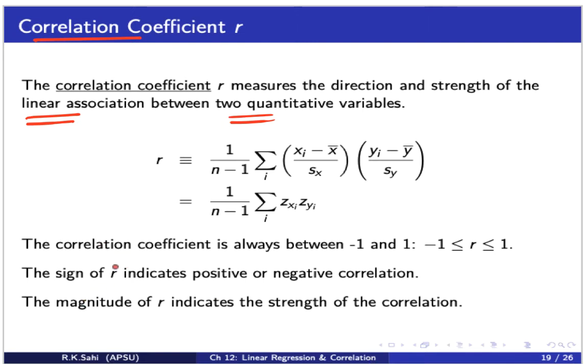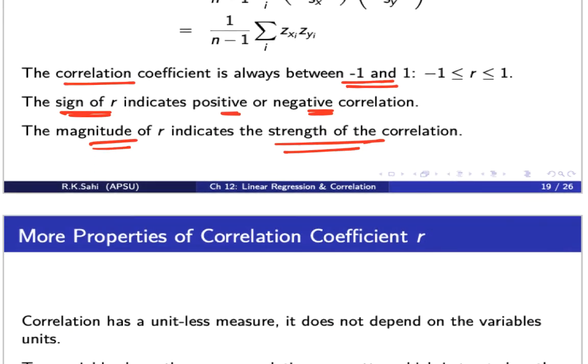Okay, now some of the properties of the correlation coefficient are: it is always between -1 and 1. 1 means a very strong and positive relationship. -1 means a very strong and negative relationship. And 0 means no correlation. There's no strength, no relationship. The sign of r is positive or negative. The magnitude indicates the strength of the correlation. Okay. Some more properties.